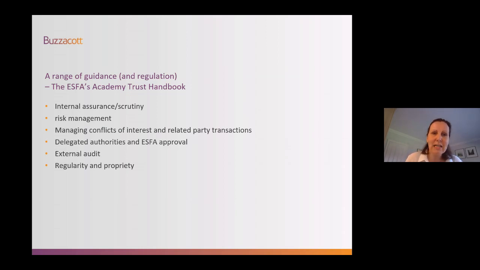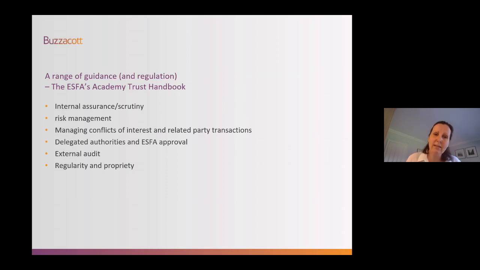And then very finally, something that's more specific to the public sector rather than charities, but very much applicable to the Academy Trust sector, is regularity and propriety. So the review that we would do as external auditors, the statement in the accounts made by the accounting officer and also the auditors around regularity and propriety.